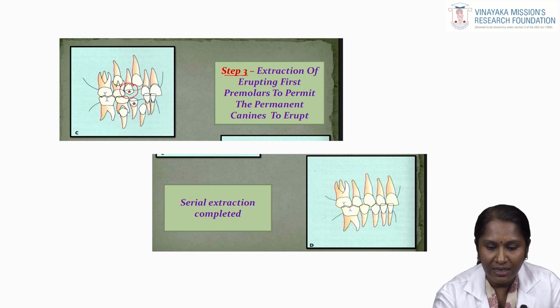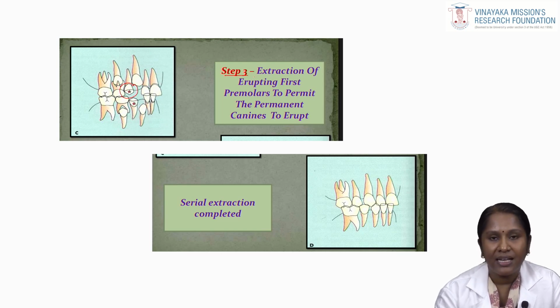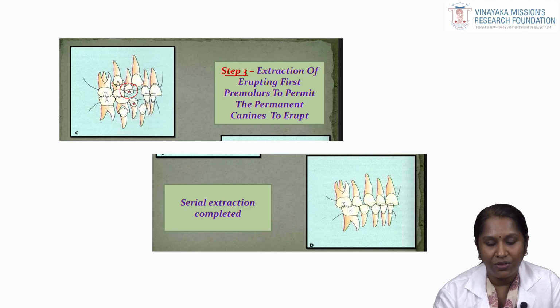So this first premolar, which is obstructing the canine, means we can extract the premolar to allow smooth eruption of the canine. So this is step 3. In this case we can complete the serial extraction of the Dewel's method.